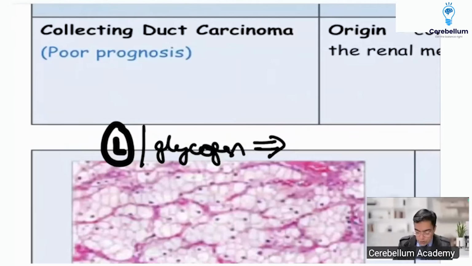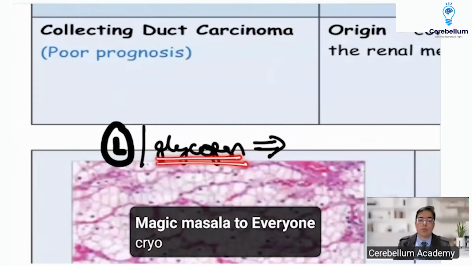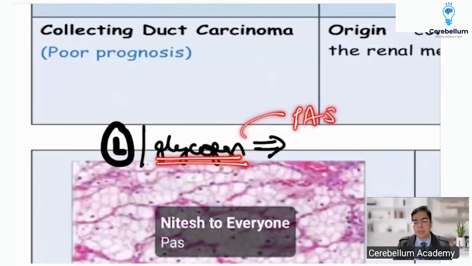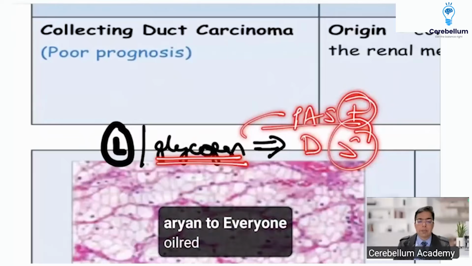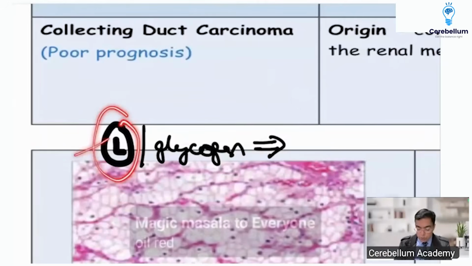So if I have to do the special staining, what is the special stain that can be used with respect to glycogen? Glycogen is going to be associated with PAS positive, diastase sensitive substance. What is the special stain that I will be looking out for the presence of lipids? Oil Red O and Sudan Black.